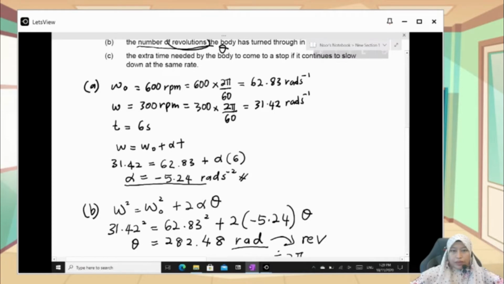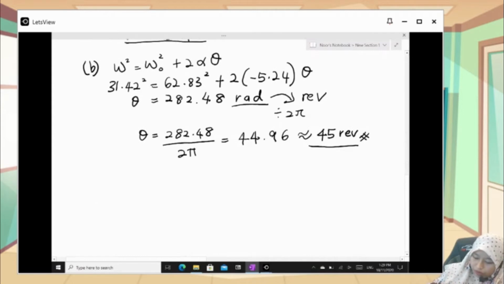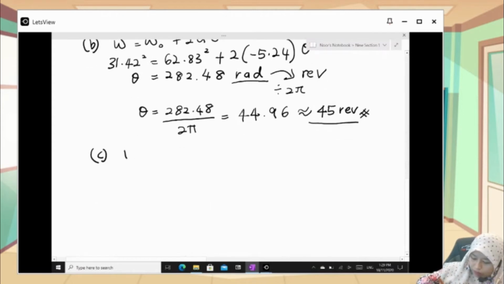Right, let's see number C. The extra time needed by the body to come to a stop if it continues to slow down at the same rate. Okay, the question asks for the extra time. It means it wants us to find t. And then it says stop here. Stop means omega or final omega is 0. So maybe we can use Wu-an. Omega equals to omega naught plus alpha t. So omega is 0 because it comes to stop.